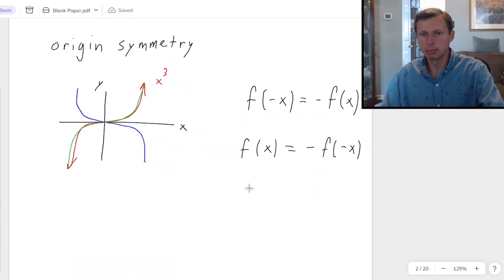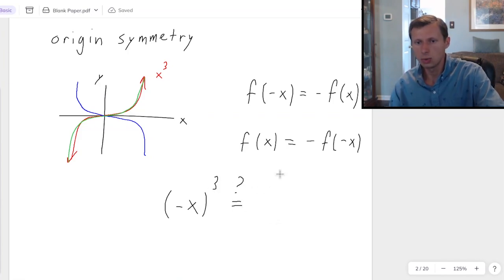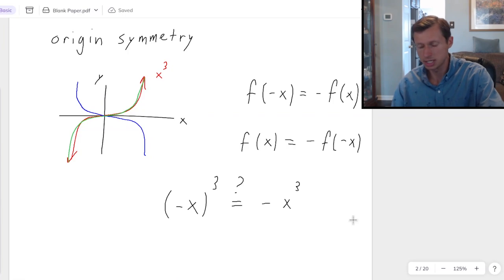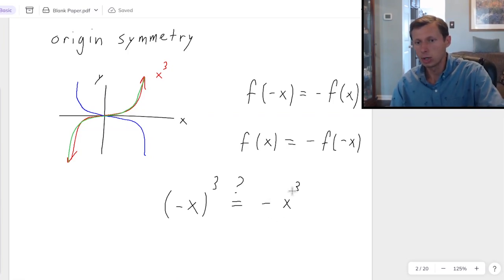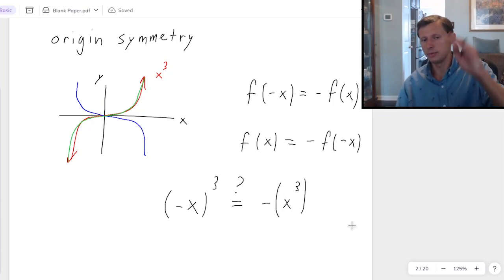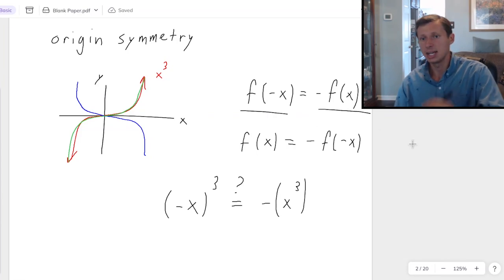Now, just as an example to prove that this works, with x cubed, if I replace x with negative x, it's going to look like this, negative x cubed. And then I want to know, does this equal negative f of x? In other words, just putting a negative sign in front of x cubed looks like this. You'll notice there's no parentheses. There's a very good reason for that. If I were to put parentheses, they'd have to go here around the entire x cubed versus the left one, which is just putting the parentheses around the negative x. That's the big difference between f of negative x and negative f of x.